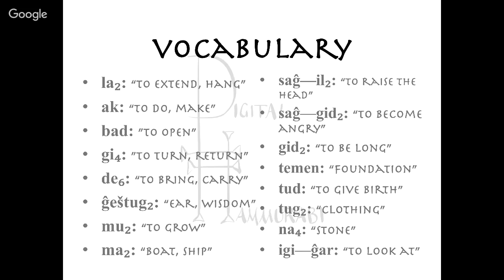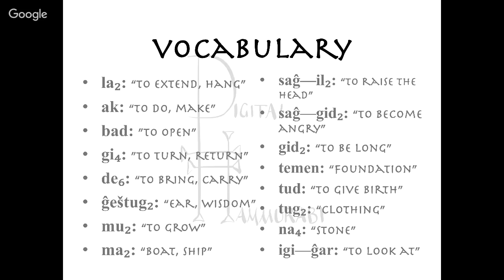Okay, let's go through the vocabulary. La-tu means to extend or to hang. Ak means to do or to make. Bod is to open. Gi-for is to turn or to return. Des-6 is to bring or to carry. And of course, Des-6 changes to Tum-2 or Tum-3 when it forms its Maru.